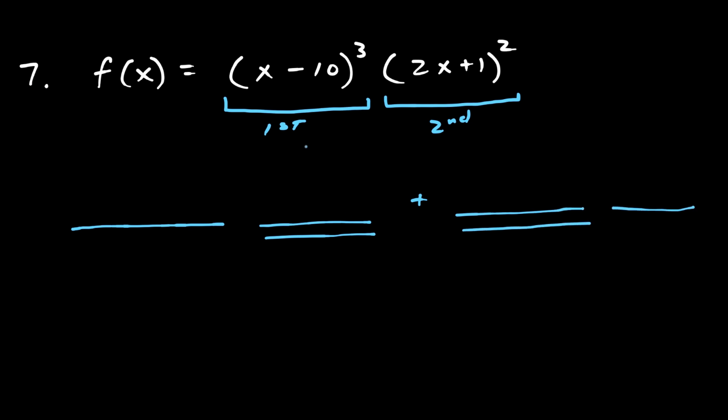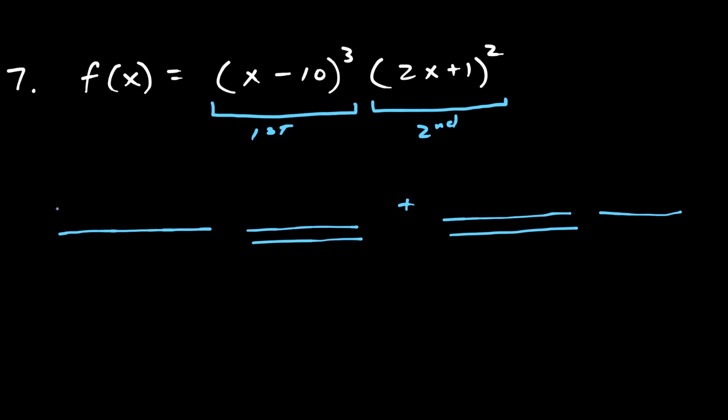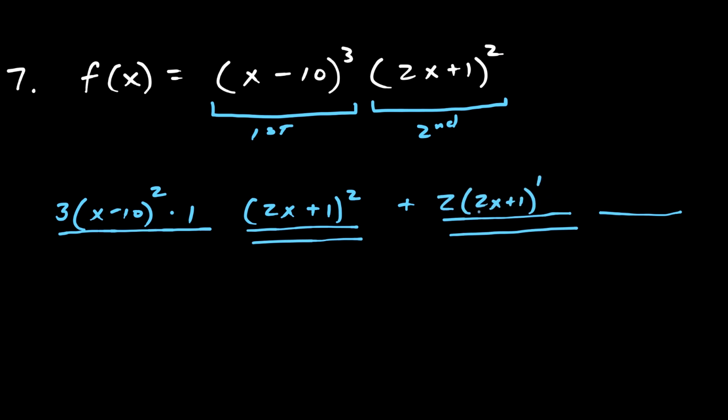times the first. So the derivative of the first, we're going to have 3 times our inner function x minus 10 squared. And the derivative of the inner, notice in this case, the derivative of x minus 10 is simply 1. I'm just going to go ahead and put that as a placeholder so I don't forget. Our second function is simply 2x plus 1 squared. The derivative of our second function is 2 times 2x plus 1 to the first, and the derivative of our inner function here, 2x plus 1, is 2, so times 2. And again, times our first function.